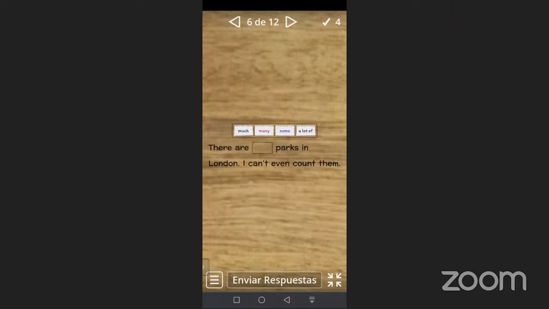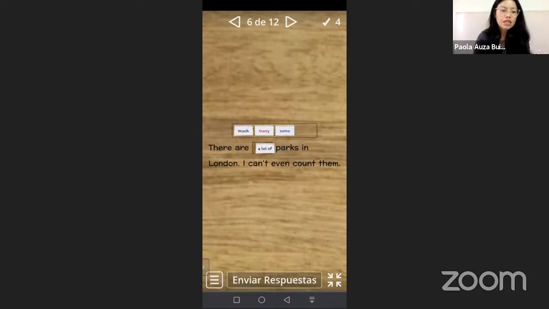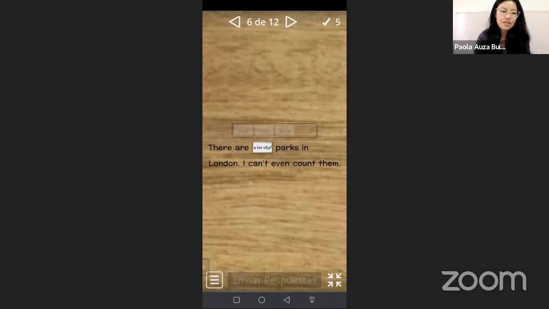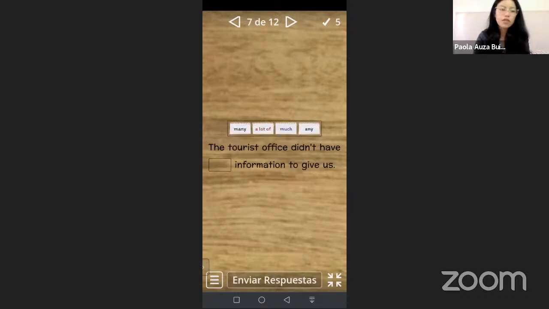There are a lot of parks in London. I can't even count them. All right. Great job. Yes. In this case, a lot of works for both countable and uncountable.